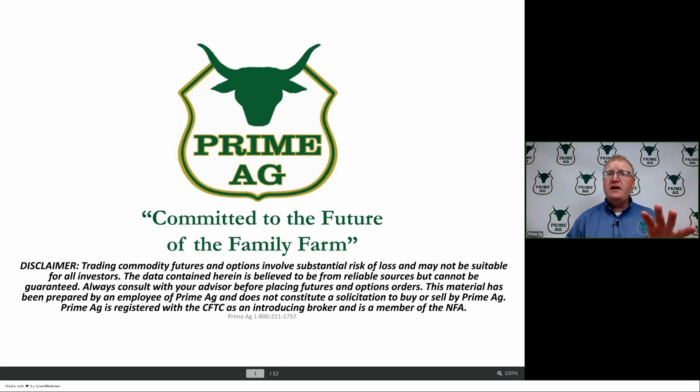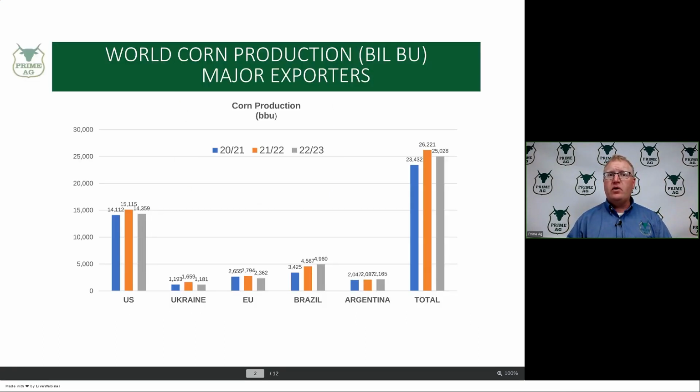But what we want to do right here is take a step back and look at world production, because that's where we get the biggest fluctuation, on global production, and the global market really is what determines our prices here in the U.S. On this chart in front of us, we have corn production out of the major global exporters: U.S., Ukraine, EU, Brazil, and Argentina. These numbers are a little bit small in here right now, and this is why I encourage, if you want this PowerPoint, drop us an email and we'll get it sent out to you.